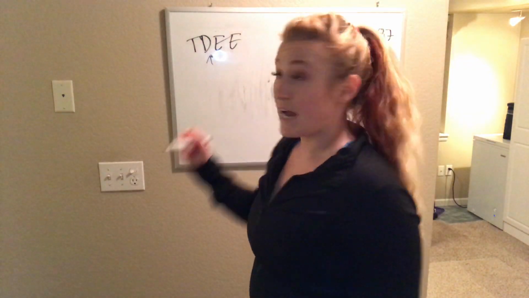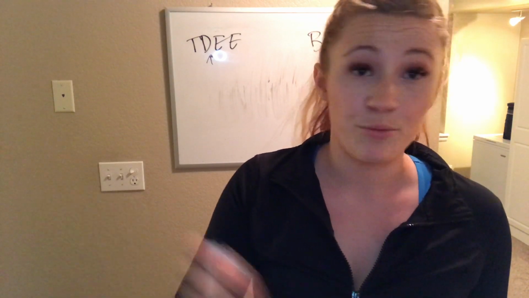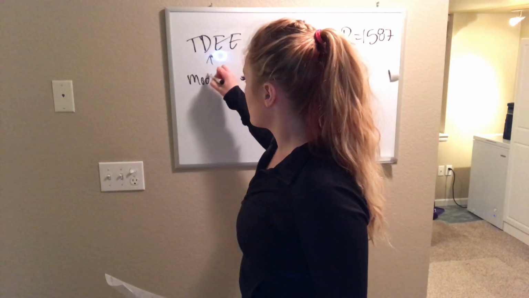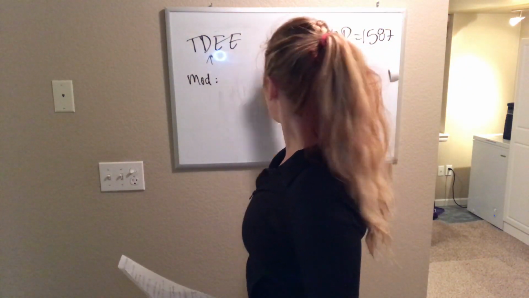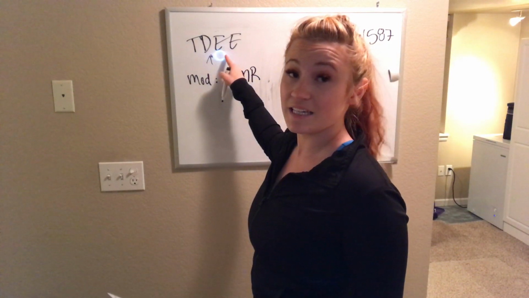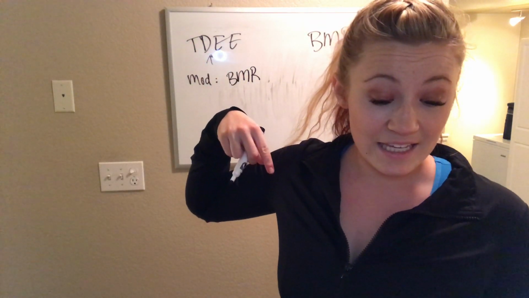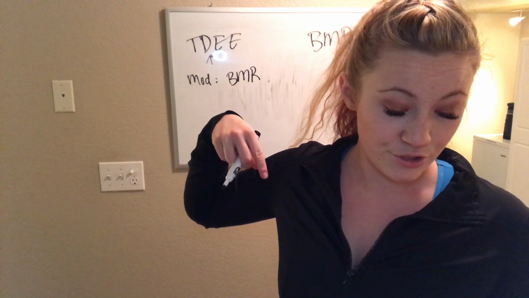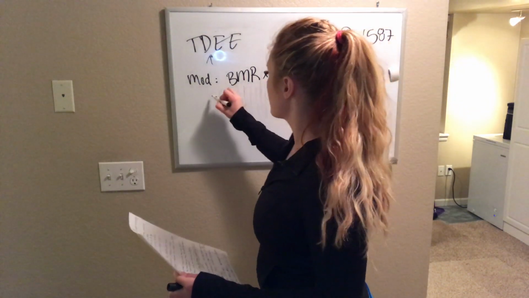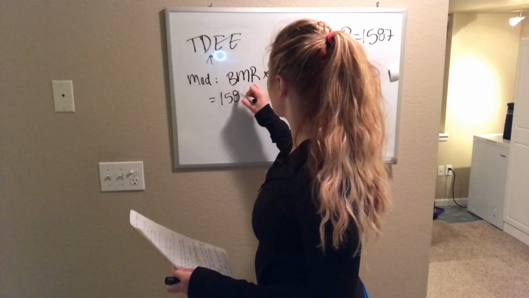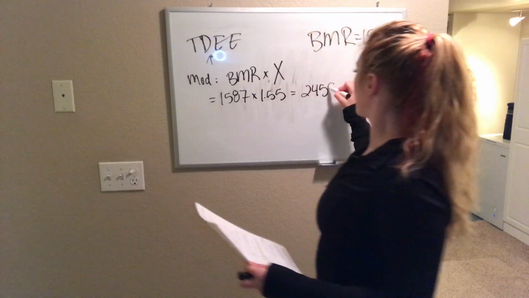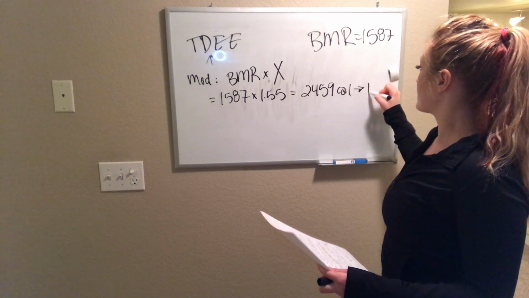And I will give you all the numbers for this, all the breakdowns, all my notes, so you know exactly what to do. Moderate exercise, I'm going to multiply my BMR times the constant, my TDEE constant. For moderate exercise, it is 1.55. So times my constant, we're going to call this X, which is equal to 1,587 times 1.55, which is equal to 2,460. This is my TDEE.